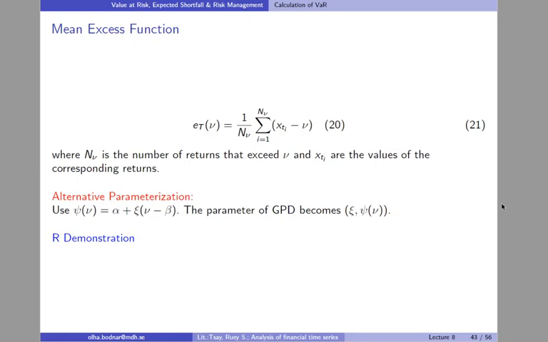Now, related to this, we're going to define the mean excess function in this way, where n sub v is the number of returns that exceed v, and x sub t i are the corresponding returns. So we're going to take the mean of the exceeding returns. That's why it's called the mean excess function. For an alternative parameterization, we use psi sub v as alpha plus the shape factor times v minus beta, and the parameter of the generalized Pareto distribution becomes this.